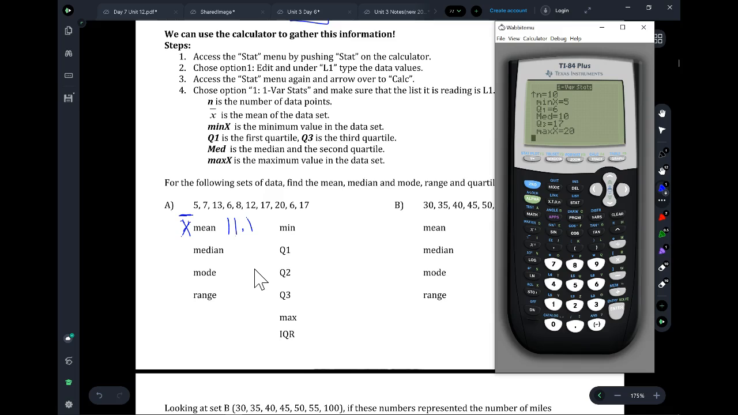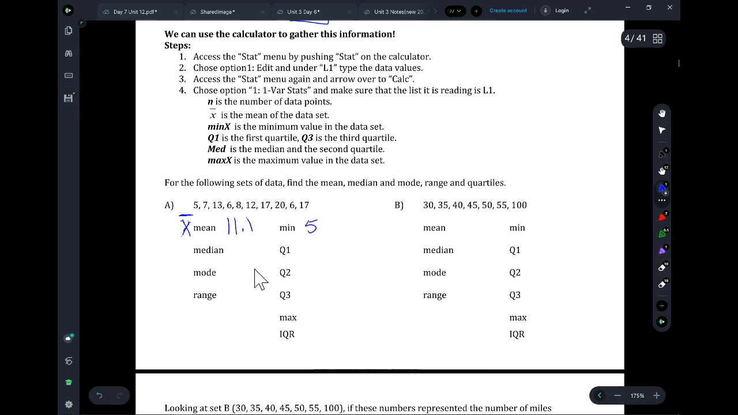So our minimum is 5. Our Q1 was 6. It said median was 10. Our Q3 was 17, and our maximum was 20. And actually, Q2 and median are the same thing, so I'm going to put the 10 in both of those places.